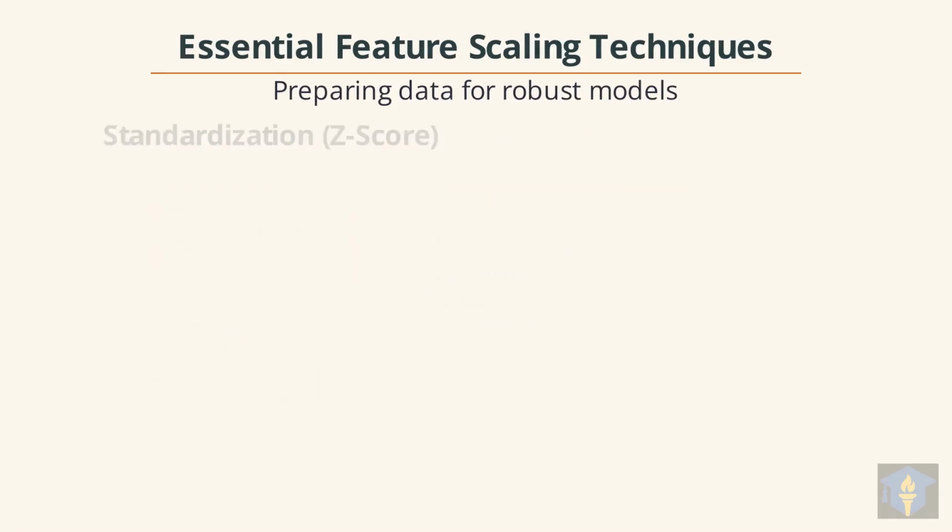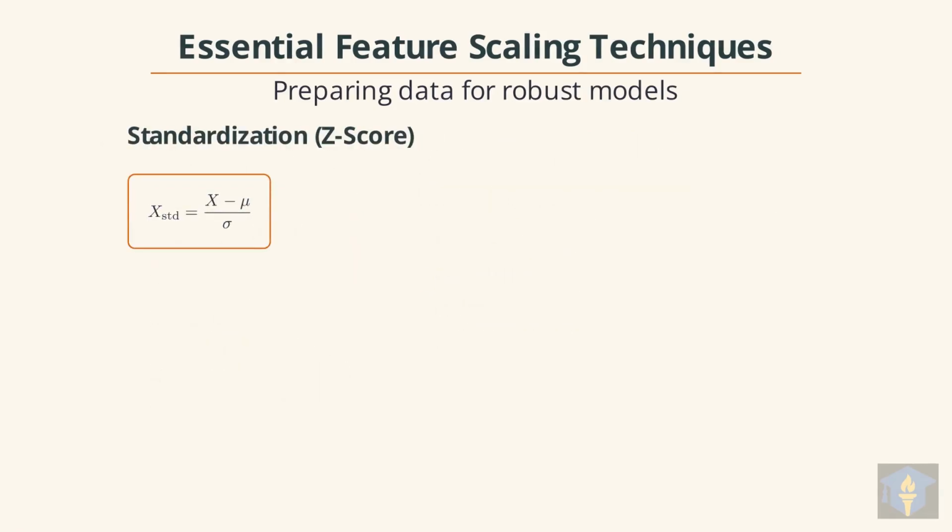Next, we delve into standardization, also known as z-score scaling, another vital technique. The formula for standardization is x standardized equals x minus mu divided by sigma. In this formula, x again represents the original data point or feature value.